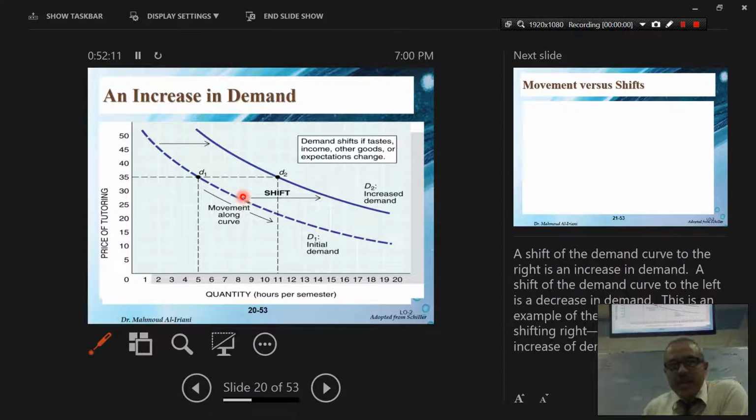Here there is an increase in demand. So this was demand before, this is demand after. And here we have a shift. And we can notice here, if the price was 35, we used to get 5. Now we can buy 11 units. So demand shifts if taste, income, other goods, or expectations change. Okay?